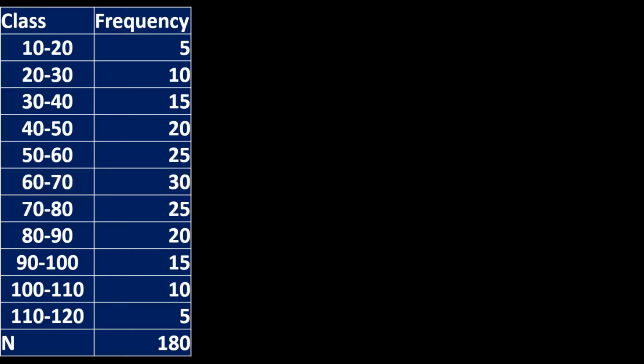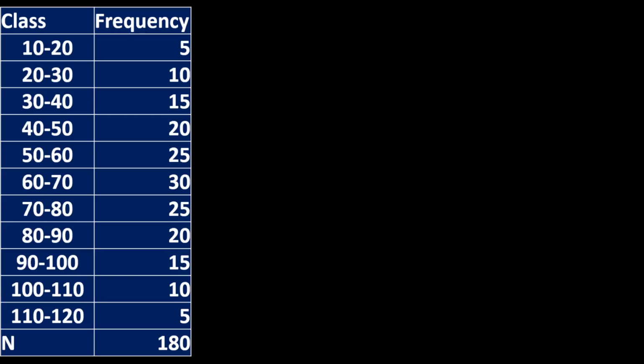Friends, in that distribution, a total of 11 classes are there, the first class is 10 to 20, and the last class is 110 to 120. A total of 180 frequencies are there. It means there are 180 observations, and their values are between 10 and 120, because the lowest score in our frequency distribution is 10 and the highest score is 120.